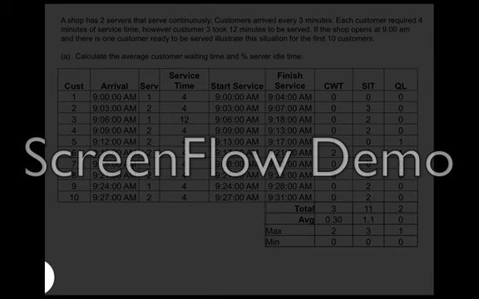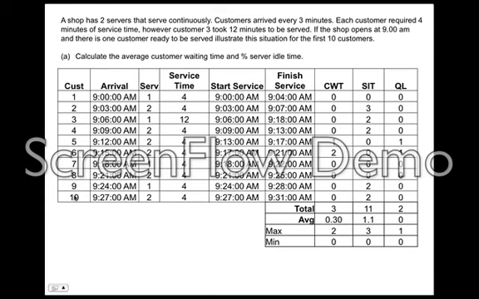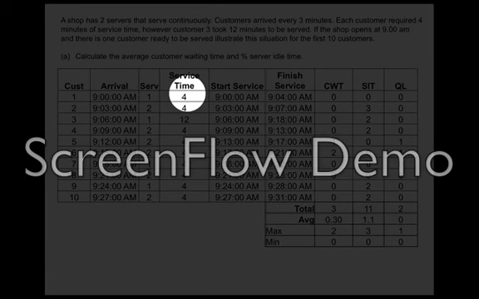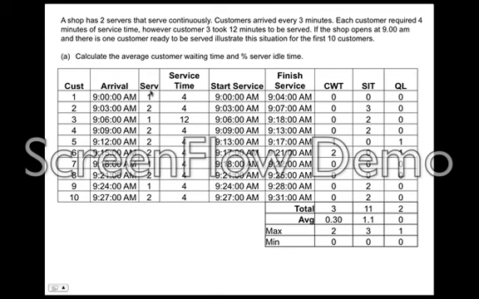So let's have a look at how we set it up. This is just the number of customers down here, and we have to go up to 10. They arrive at 9 o'clock, and then every 3 minutes, another person turns up. So we just roll that down like that. The servers is just either server 1 or server 2. We've got two servers in this question. This is the service time. Notice that they're all 4, except for number 3, because customer number 3 takes 12 minutes to be served, as told in the question.